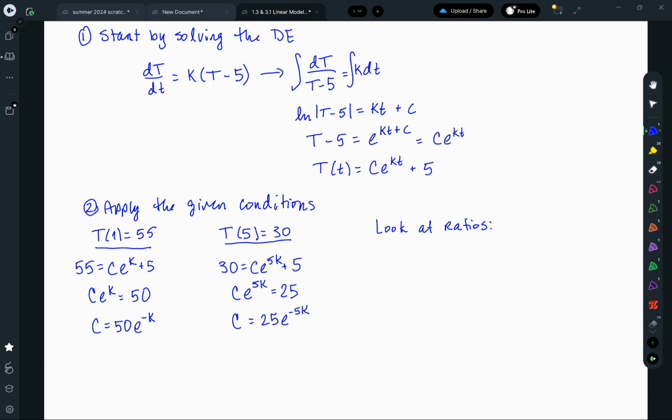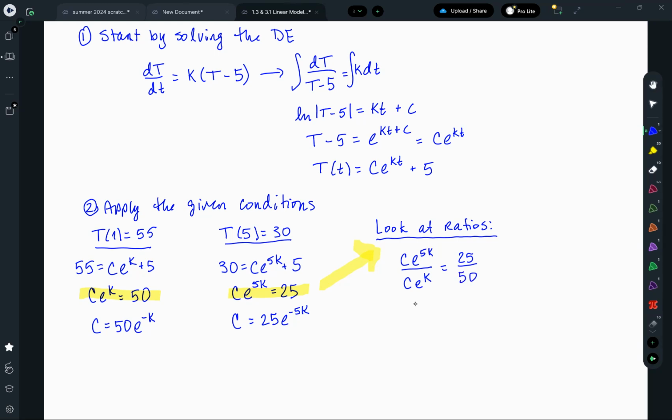All right, now let's look at the ratios because we want to get a value for k so that we can then determine what c is, okay? If we look at the ratios, I'm going to look at these right here to go into my ratios. So I want to look at the c e to the 5k is to c e to the k as 25 is to 50, all right?